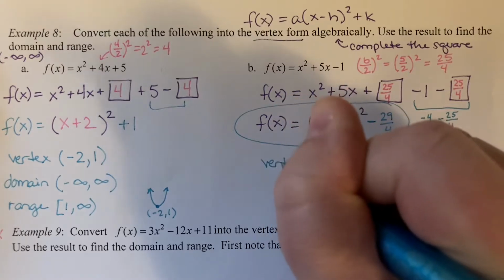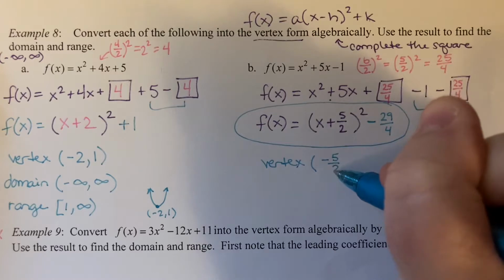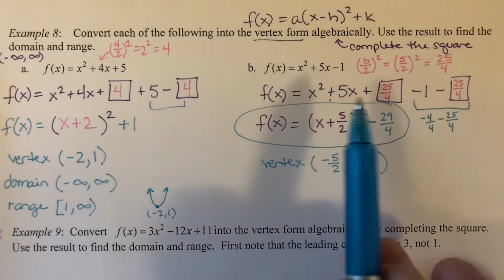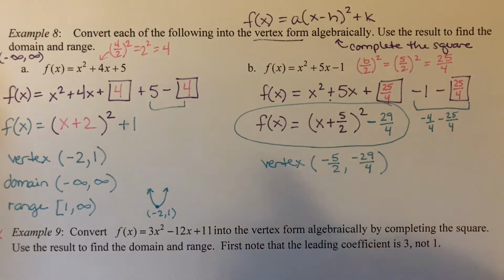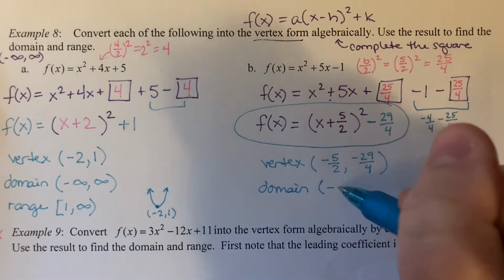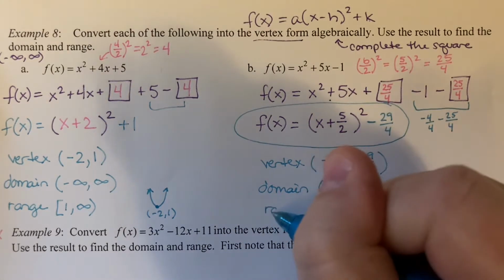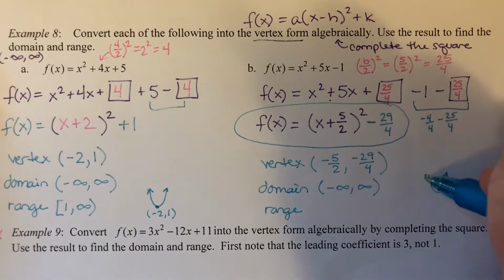From vertex form, we can just look at it and know the vertex is negative 5 over 2, comma negative 29/4. Remember, with the h, it's the opposite sign. With the k, it's the same sign. Domain for a parabola is negative infinity to infinity. And then range. The a is positive, so it's upward facing. So it's the y value of the vertex to infinity.